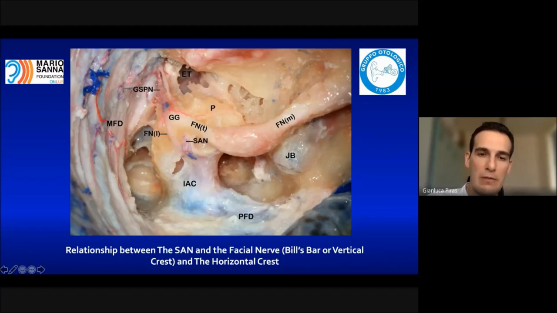So we don't use the Bill's bar, which is the bony eminence between the superior vestibular nerve and the labyrinthine segment of the facial nerve, to identify the facial nerve. Because if you follow the Bill's bar, sometimes you may risk damaging the facial nerve, and you understand why. The labyrinthine segment is here. So that's the Bill's bar, and that's the horizontal crest. We do not follow the Bill's bar anymore, but we find the horizontal crest, we leave the ampulla of the superior or the lateral canal, and then following the superior ampullary nerve, we go to the superior vestibular nerve, and then we preserve the facial nerve.